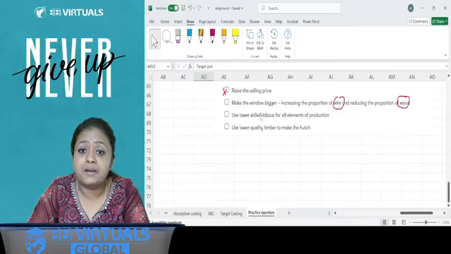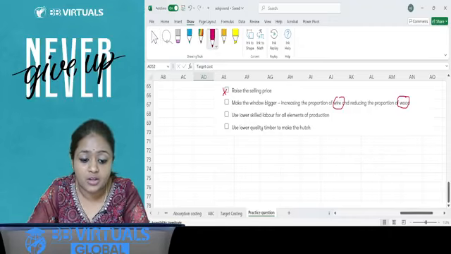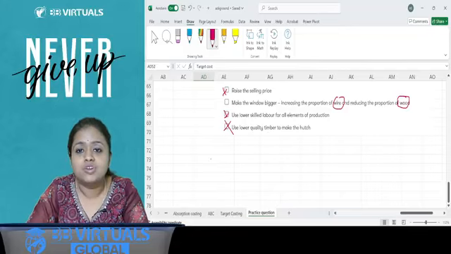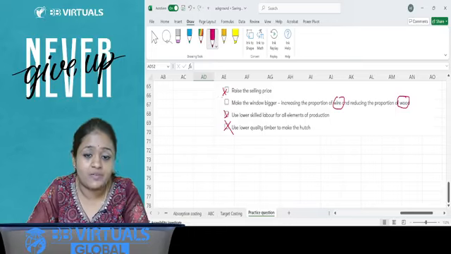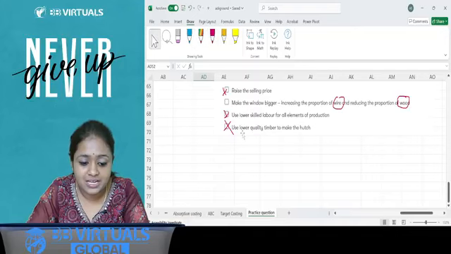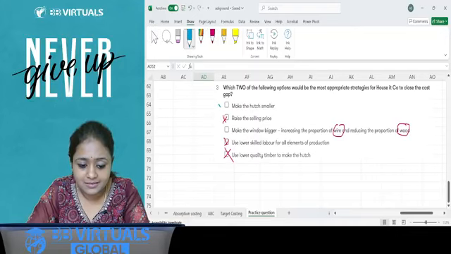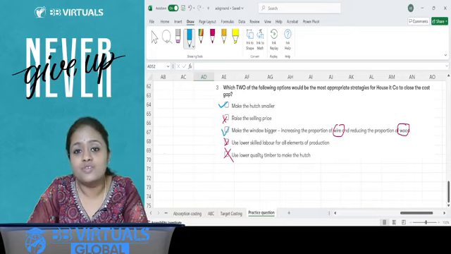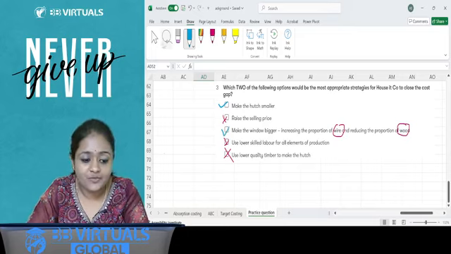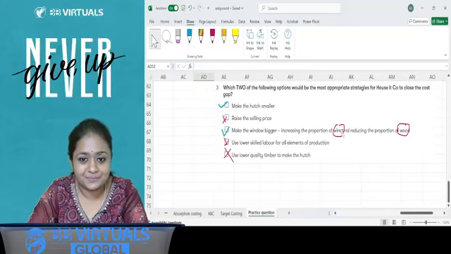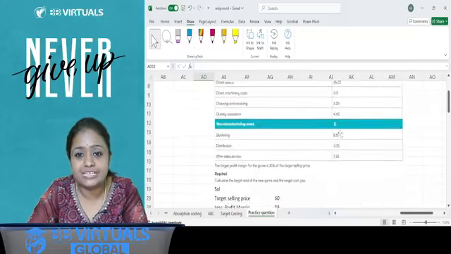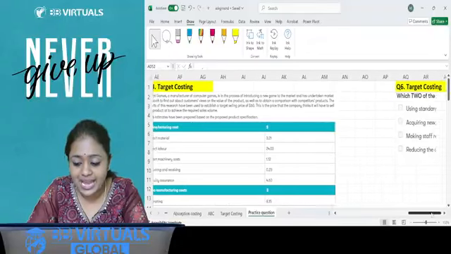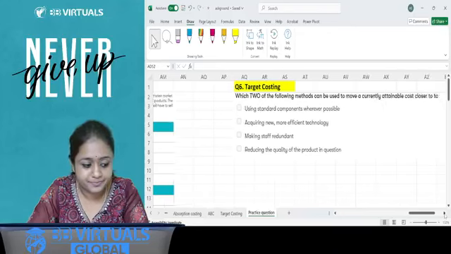Use low skill labor, definitely wrong, because I cannot affect the quality or efficiency. It's wrong. Use lower quality timber, wrong. Quality cannot be affected. So straight away these three options are wrong. So now we know which two options are correct? This and this. And we got the answer. So that means we are not affecting the quality and we are getting the answer. I hope everybody is absolutely clear with it. Let's go forward and let's understand this as well.